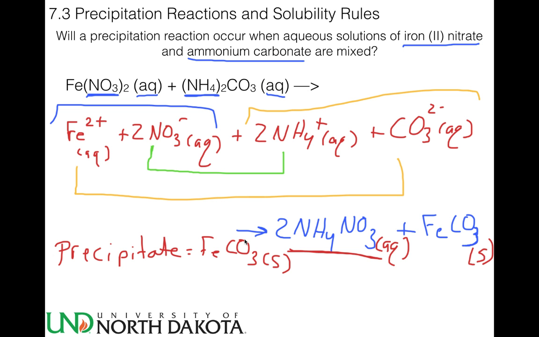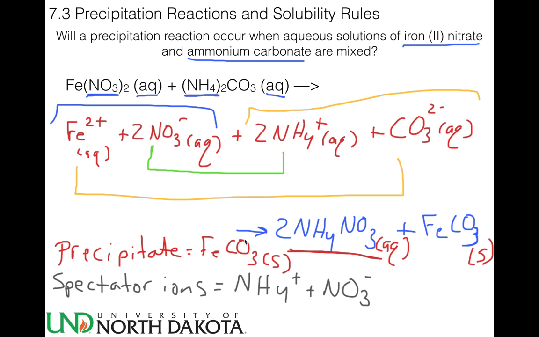And we also have spectator ions in this reaction. The spectator ions are those ions that form the aqueous product. Particularly here, we would find that our spectator ions are ammonium and nitrate. So any of the ions that we see that are always soluble are going to be our spectator ions.